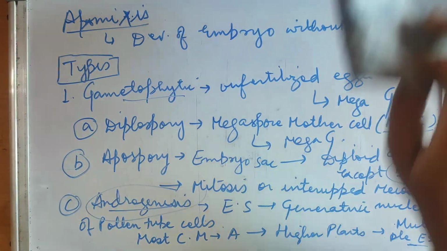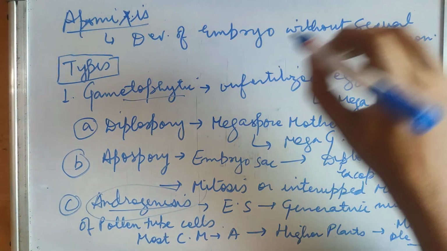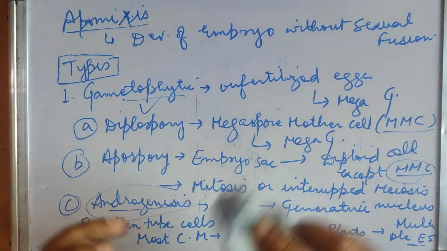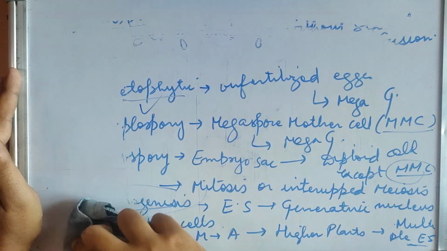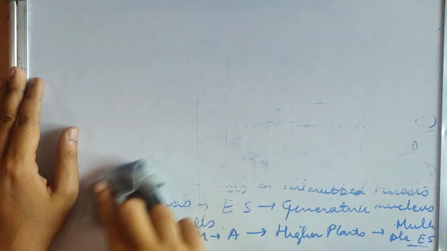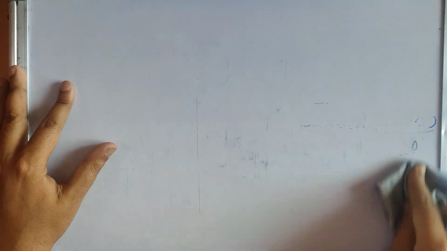Now moving on to the second one, that is sporophytic. We have discussed gametophytic, and the second one is sporophytic.